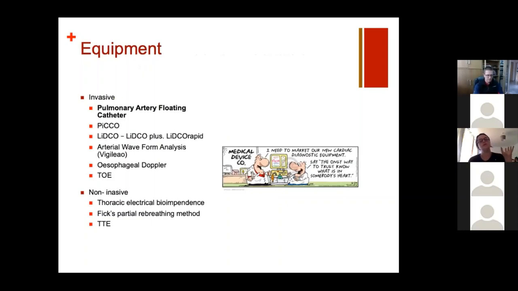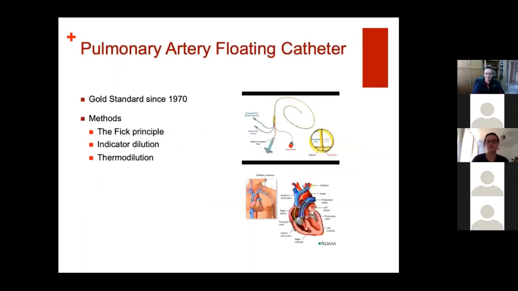So how did I divide the equipment? So we've got the invasive ones, starting from the top with the pulmonary artery floating catheter. It's the most invasive form of cardiac monitoring, apart from the many other functions this catheter can be used for. There's PiCCO, LiDCO, arterial waveform analysis, which we know, the Vigileo, esophageal Doppler, and TOE. And then non-invasive, which is thoracic electrical bioimpedance, fixed partial rebreathing method, which I actually never came across, but I tried to explain it, and TTE, which is transthoracic echo.